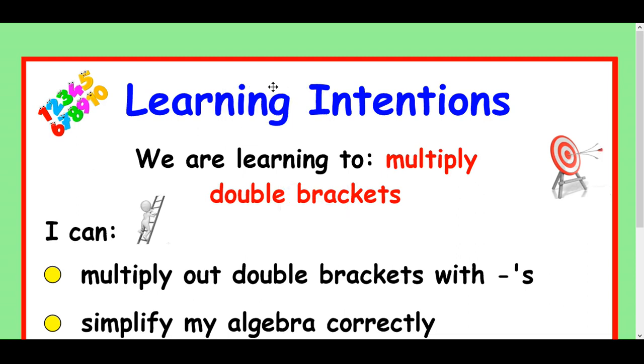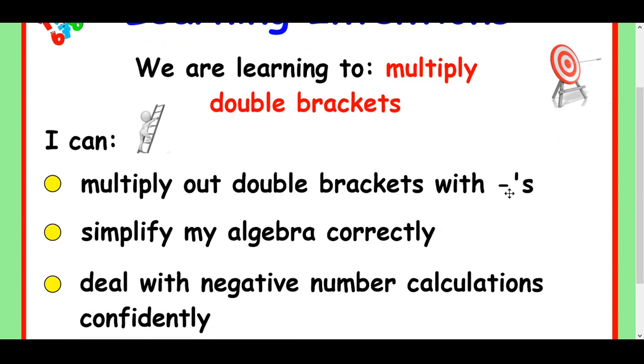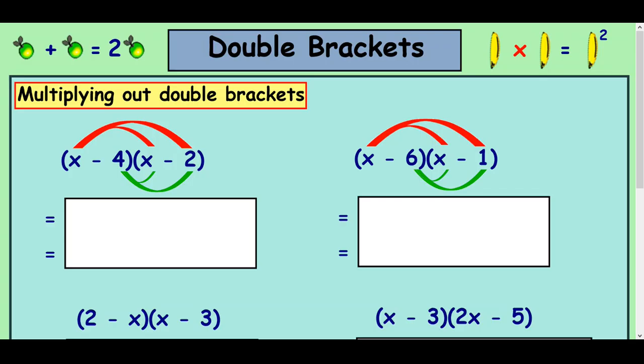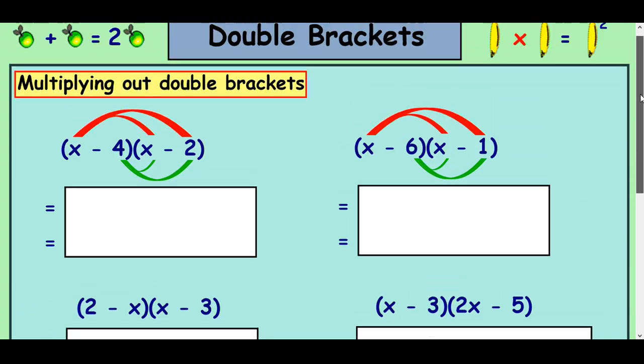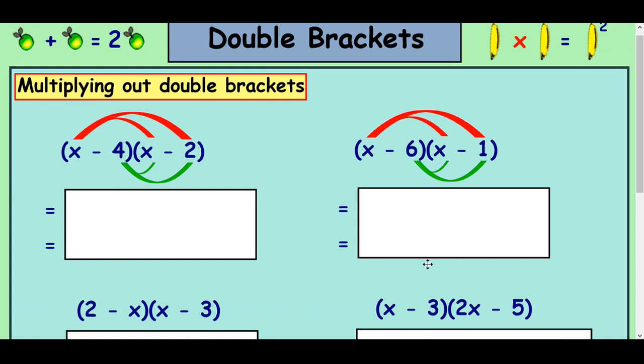In this lesson, we're going to look at multiplying out double brackets again, but this time with negatives in the brackets. So we've got to be very careful here when you're simplifying the algebra and then dealing with the negative calculations. So let's look at some examples. We're going to look at 6 different ones. You can see that they've all got negatives inside the brackets. The previous lesson just had positives, which made it much easier. But the idea is exactly the same.